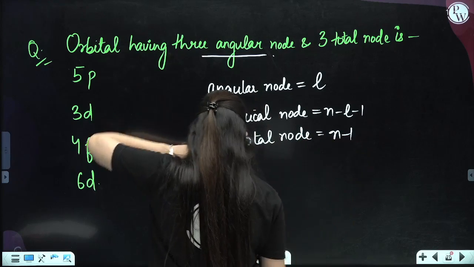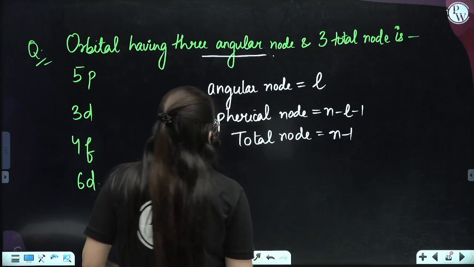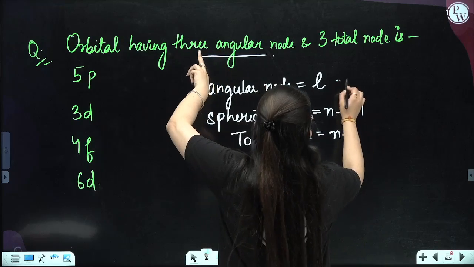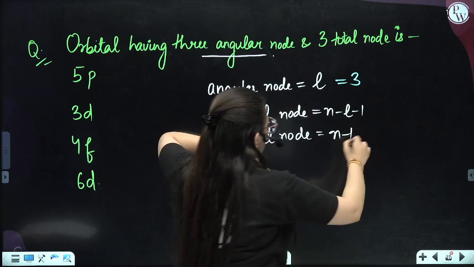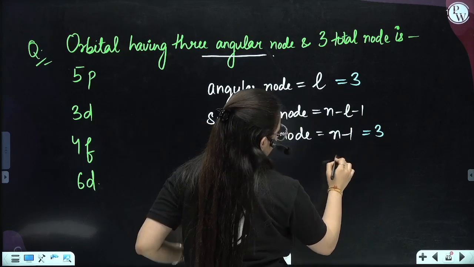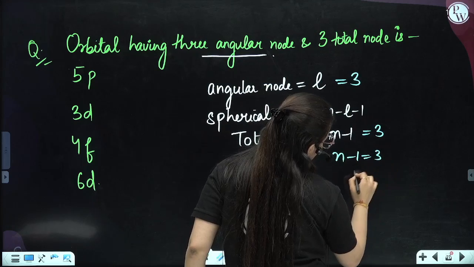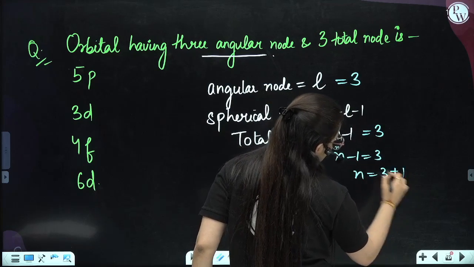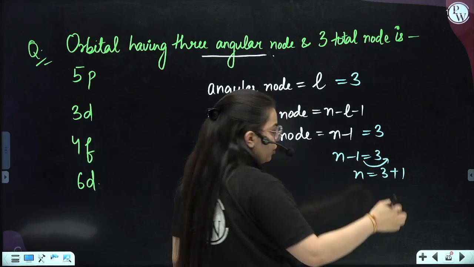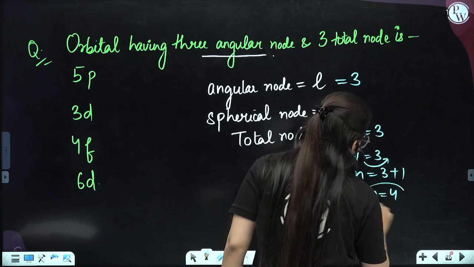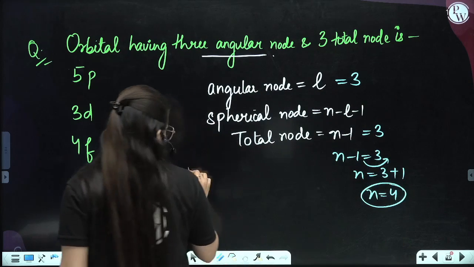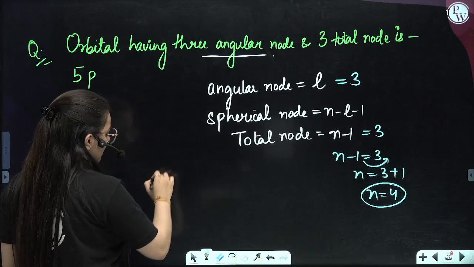Now what are the values given to you? Angular node is 3, that means L is 3. Total node is 3, so N minus 1 is equivalent to 3. N is equal to 3 plus 1, because on the other side it will become plus. N will come up to be 4. If N is 4, L will be 3.